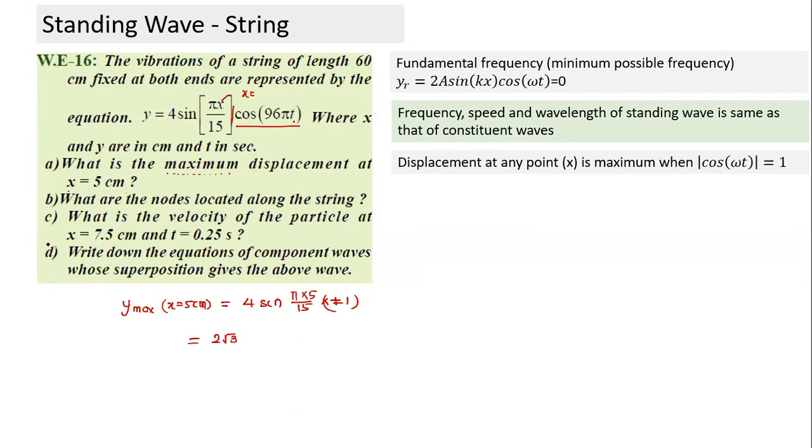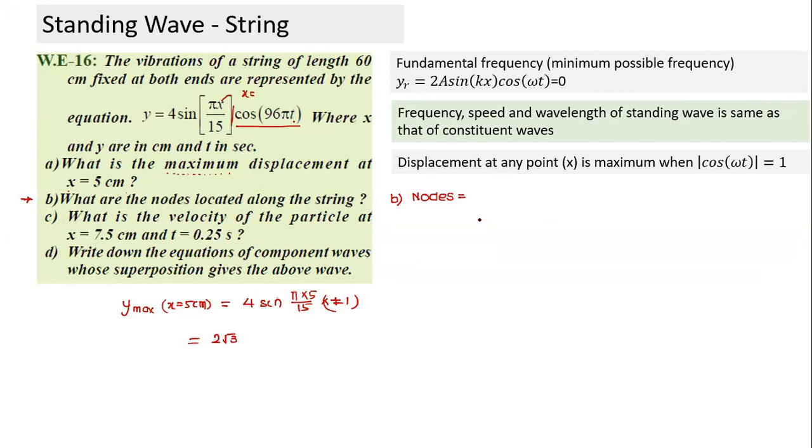Now, next question. Now comes a little bit of understanding of standing wave. What are the nodes located along the string? How do you find nodes located along the string? What are nodes here? Shreya, what do you understand by nodes?